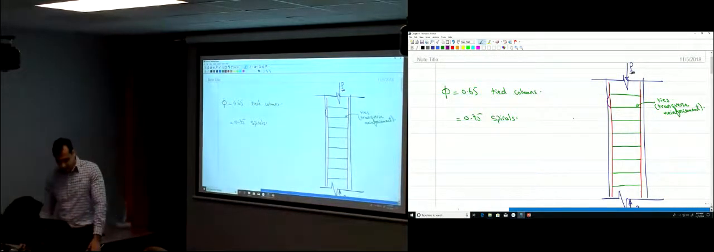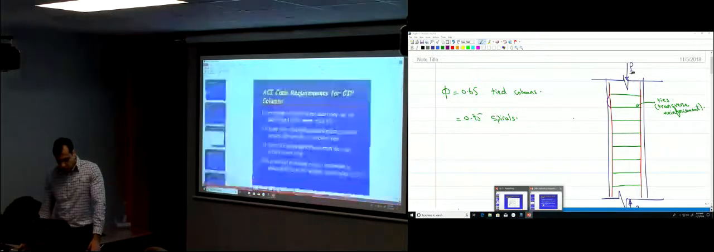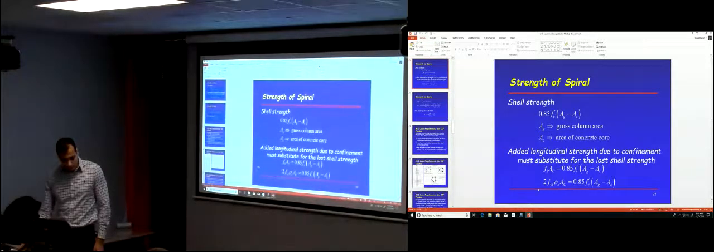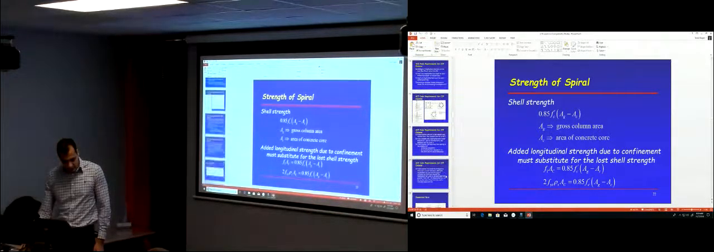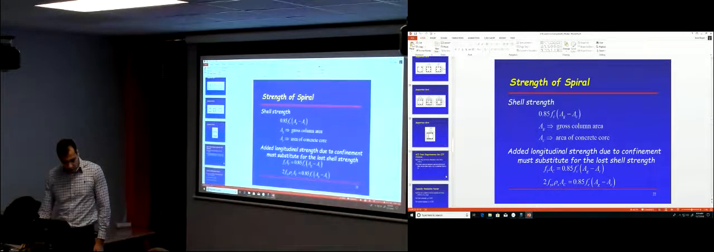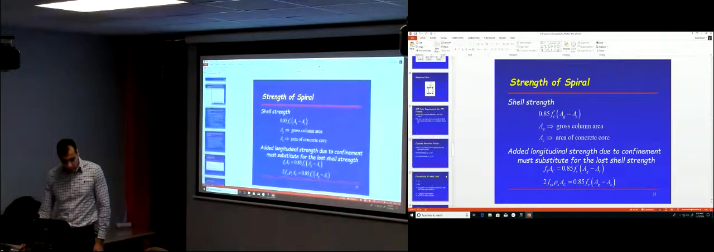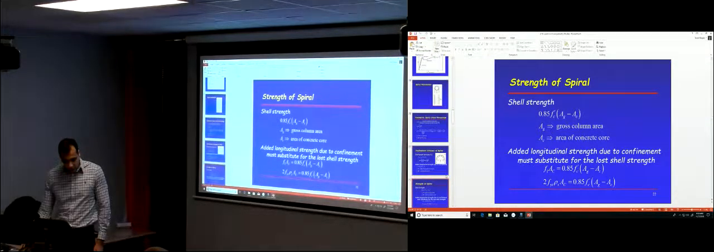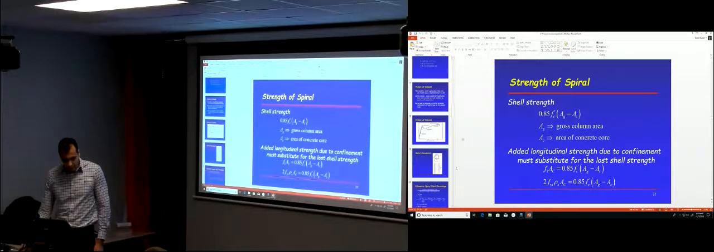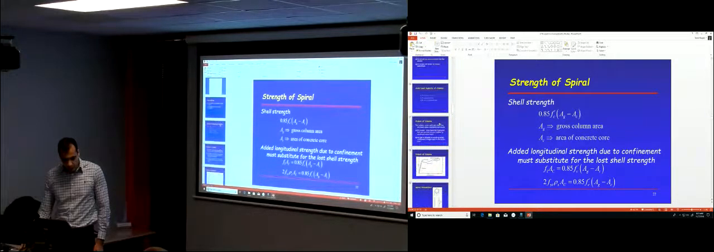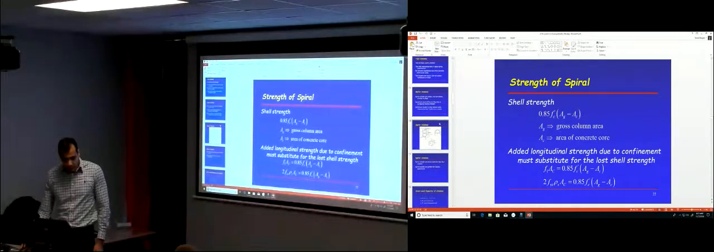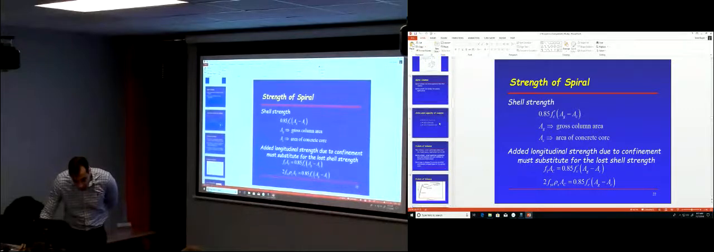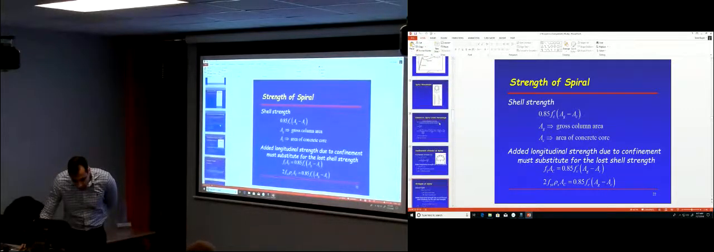So how much is the spacing limitation? The spacing limitation is... the spacing, 1 to 3 inches. No, it's 48 multiplied by the diameter of the stirrups, or 16 multiplied by the diameter of the longitudinal bars, or the least column dimension. I just want to have this to show it to you.